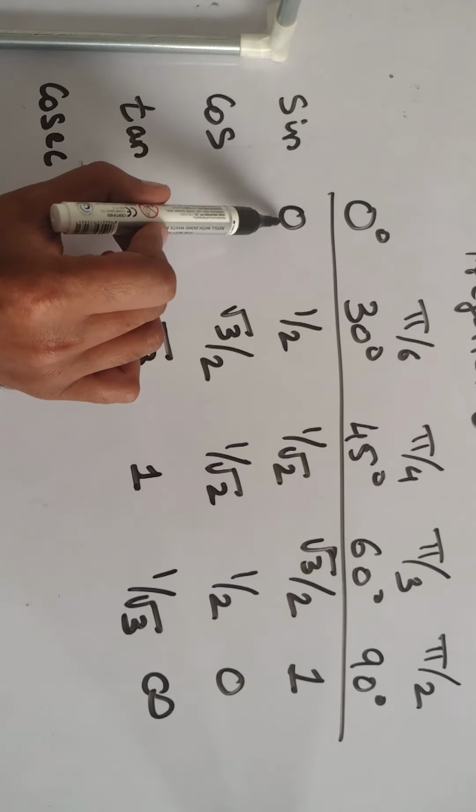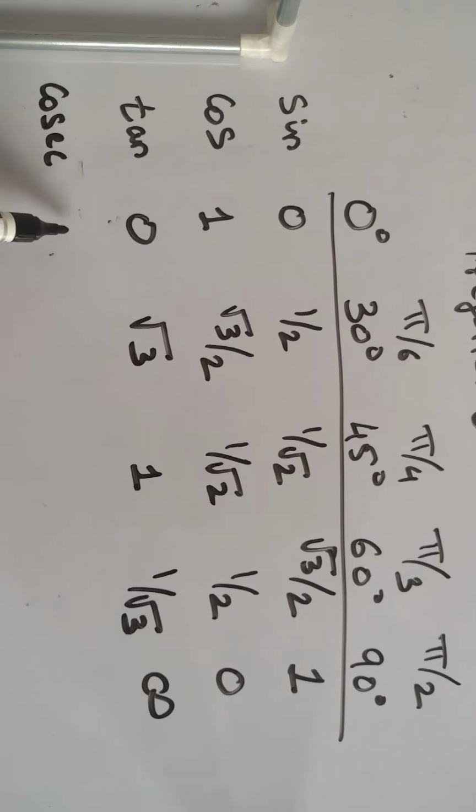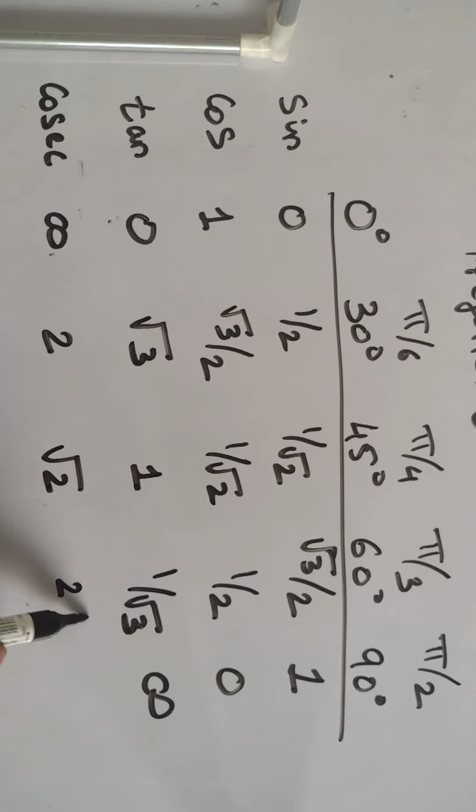So what I can do? I can take the reciprocal of the sine terms. The reciprocal of 0 is infinity, meaning 1 by 0 is nothing but infinity. 1 by 1/2 is 2, 1 by 1/root 2 is root 2, here I get 2 by root 3, and here the reciprocal of 1 is again 1. Okay, are you following it? Keeping things much simpler.